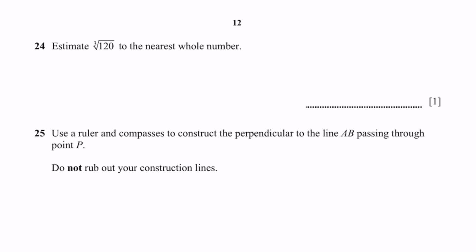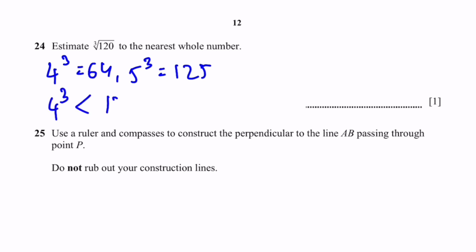Question 24. Estimate cube root of 120 to the nearest whole number. So what are the perfect cubes which are right below and right above 120? 4 cubed is equal to 64, and 5 cubed is equal to 125. And 120 is in between these. So 4 cubed is less than 120, and that is less than 5 cubed.